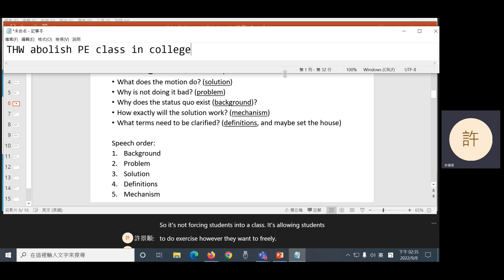And in order to do this, we will hire more PE teachers to make sure that students can have more chances to choose the kind of exercise they want.